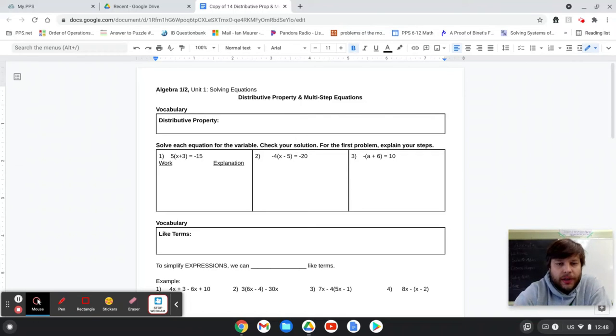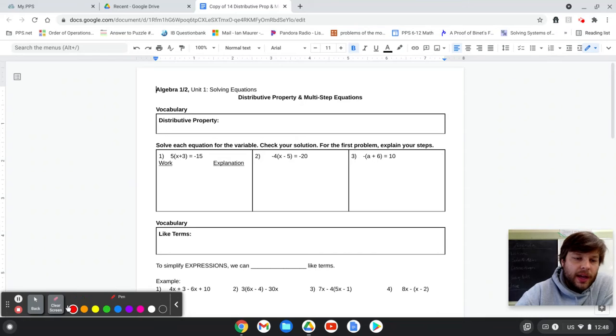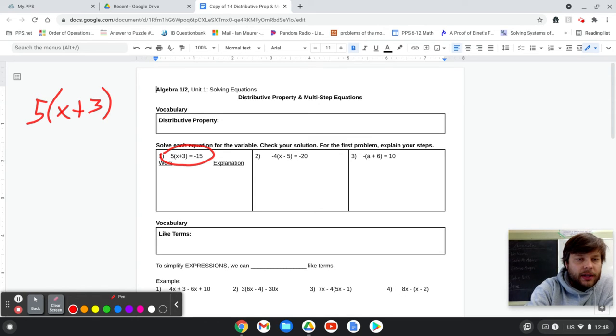Hello, algebra students. I wanted to do a couple distributive property problems and solving for x and checking the answers. So I will take, this is from the handout in class. Take this first example here. I'll write it over here so I can just write a little bit bigger. So we have 5 times x plus 3 equals negative 15.